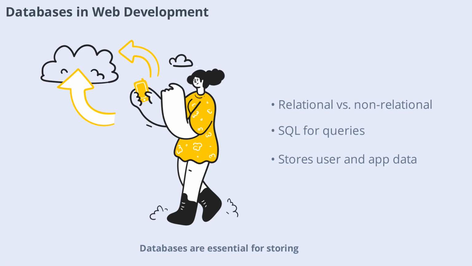Databases are essential for storing and retrieving information in web applications. They keep track of user data, content, and other critical information. There are two main types: relational databases like MySQL and PostgreSQL, and non-relational databases like MongoDB. Choosing the right database depends on the project's needs. Developers use query languages such as SQL to interact with databases. Next, we'll explore how servers connect everything together in the web development ecosystem.